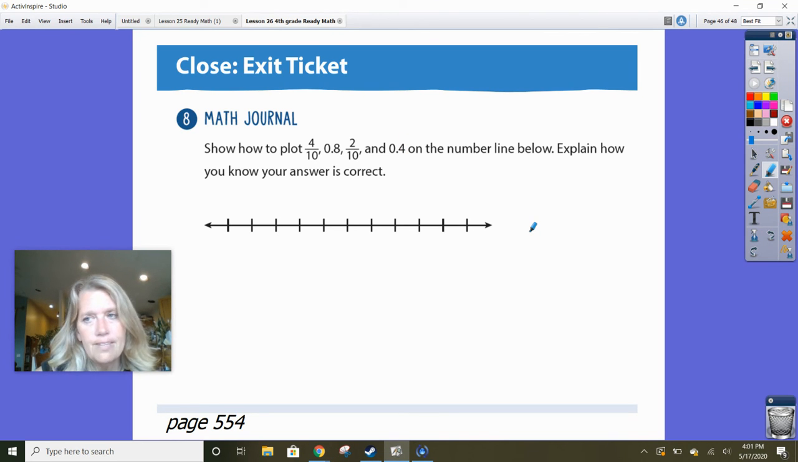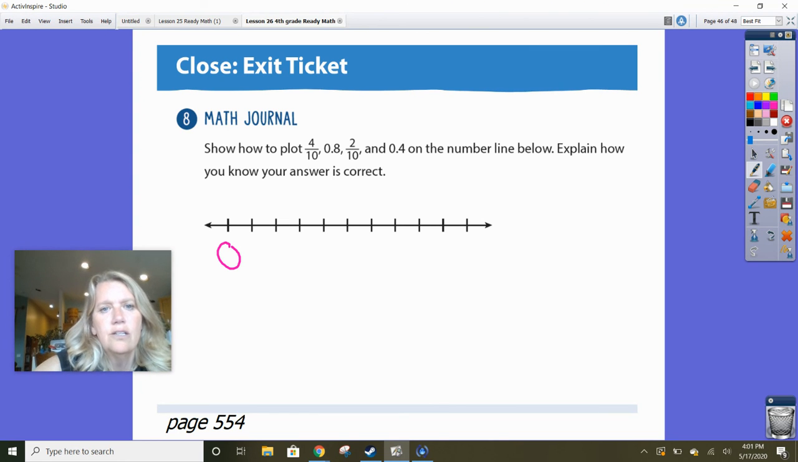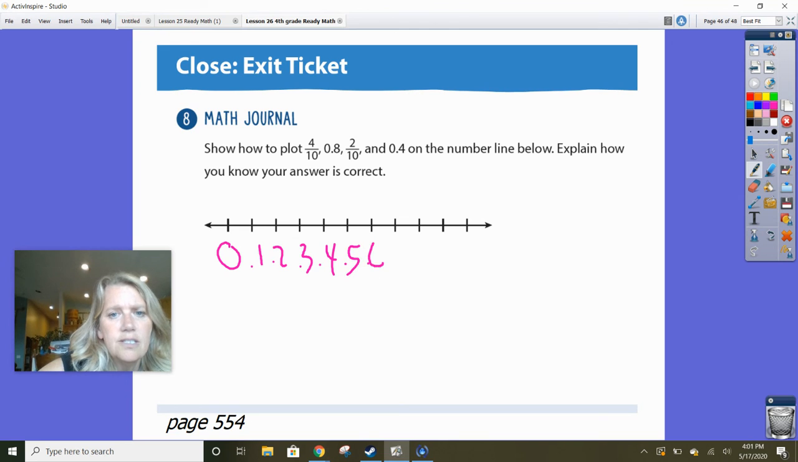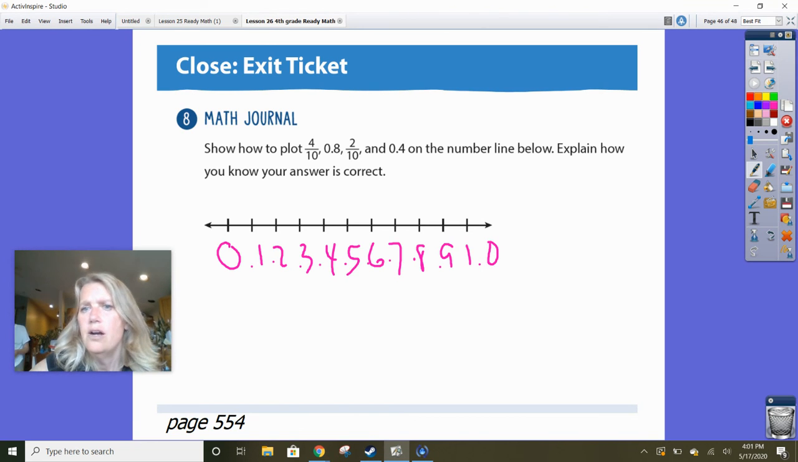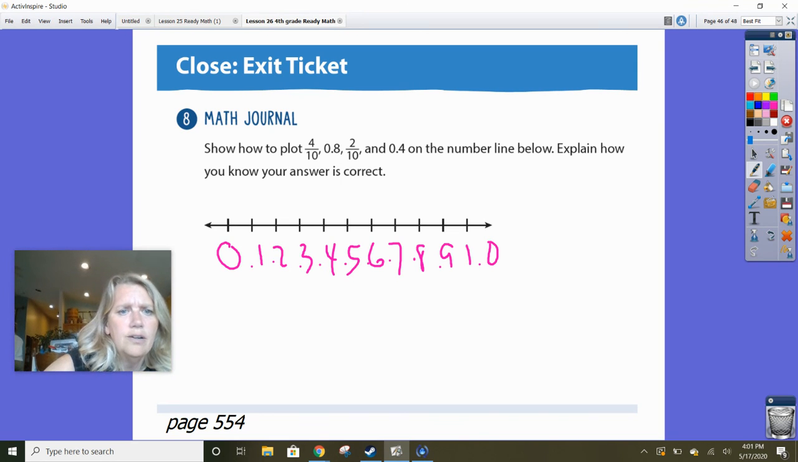They are all tenths. So let's start here and put a 0 there. And let's go ahead and write 1 tenth, 2 tenths, 3 tenths, 4 tenths, 5 tenths, 6 tenths, 7, 8, 9 tenths, and 1 whole. All right, and then at the top, we'll put the fraction style. All right, so that would be 1/10, and so on. I'll just put in a few of them.